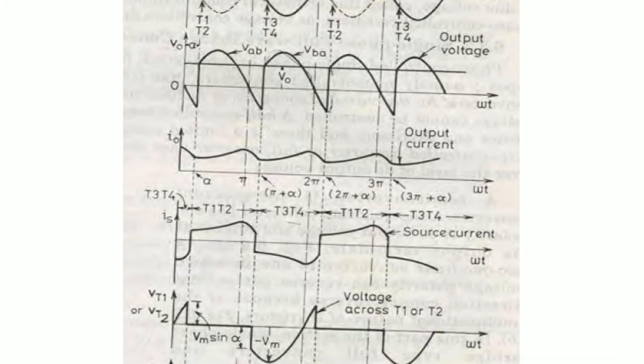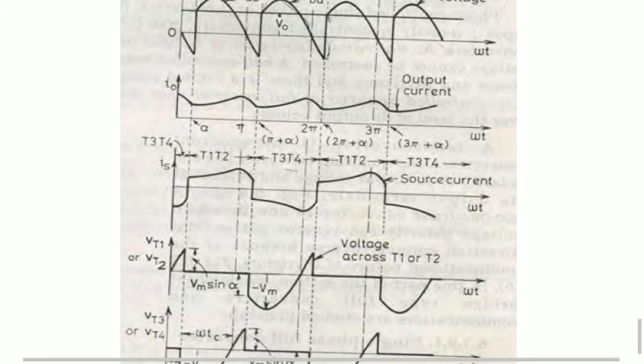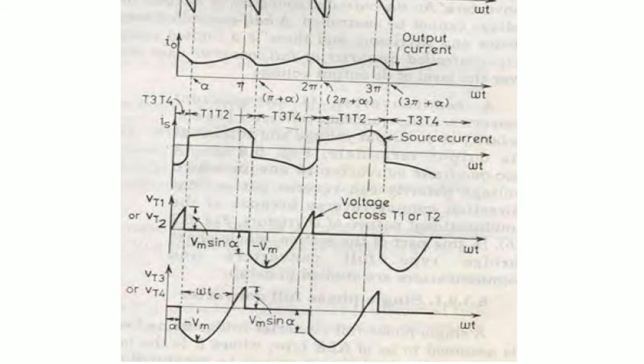The fourth waveform is of the source current. There is a slight change in the source current when there is a change in the input cycle. The last two waveforms are of the voltage across the thyristors T1 and T2, and the voltage across the thyristors T3 and T4. You can see clearly when T1 and T2 are fired, the voltage across them is 0, and when thyristors T3 and T4 are triggered, the voltage across them is also 0.